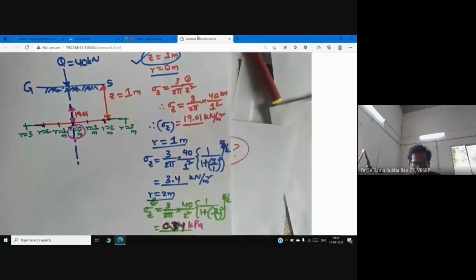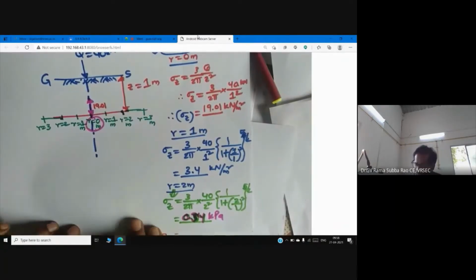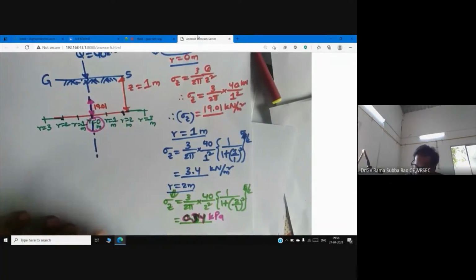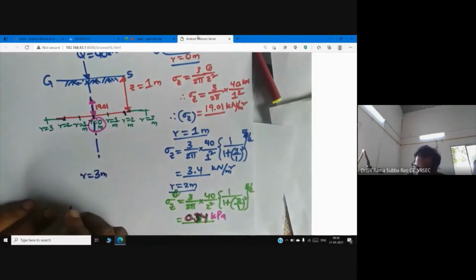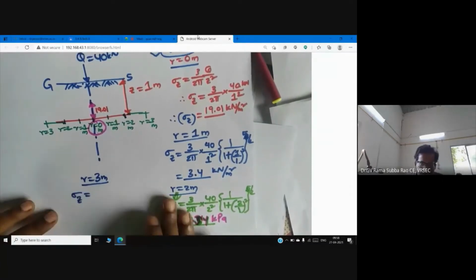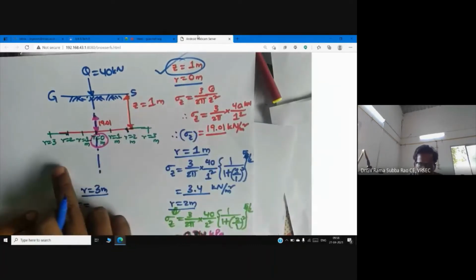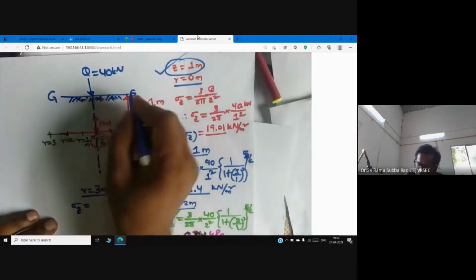Now with the same idea, can anyone help me calculate the vertical stress when R is 3? When R is equal to 3 meter, let us proceed to calculate sigma Z. Z is 1 meter. Right now, my horizontal plane exists at a depth of 1 meter, which is parallel to the ground surface.